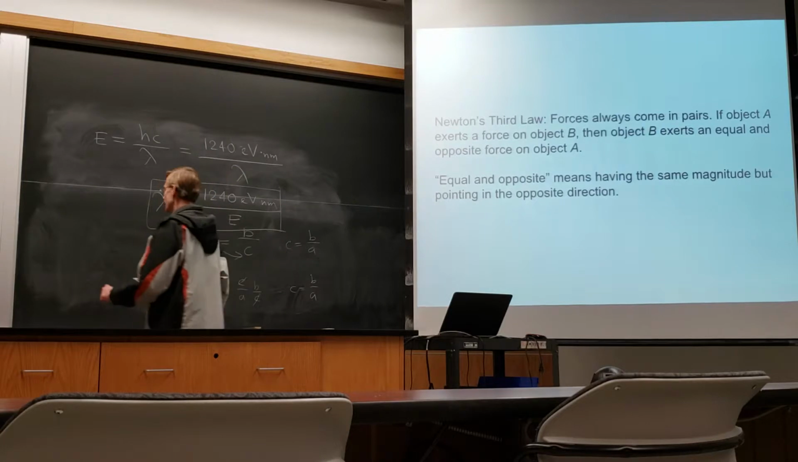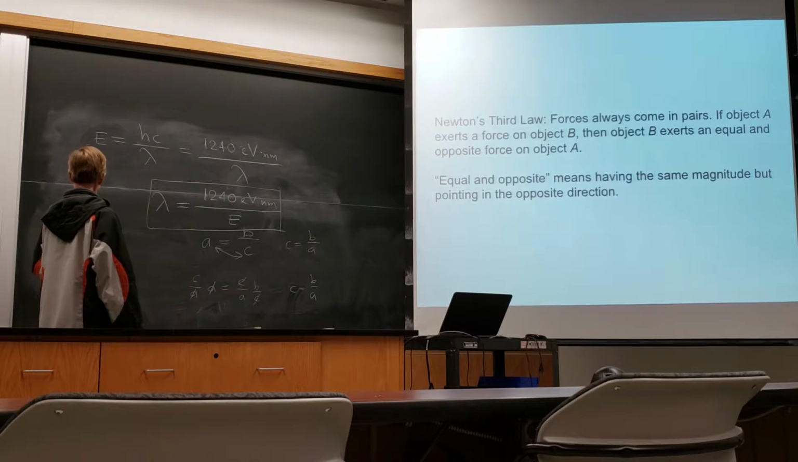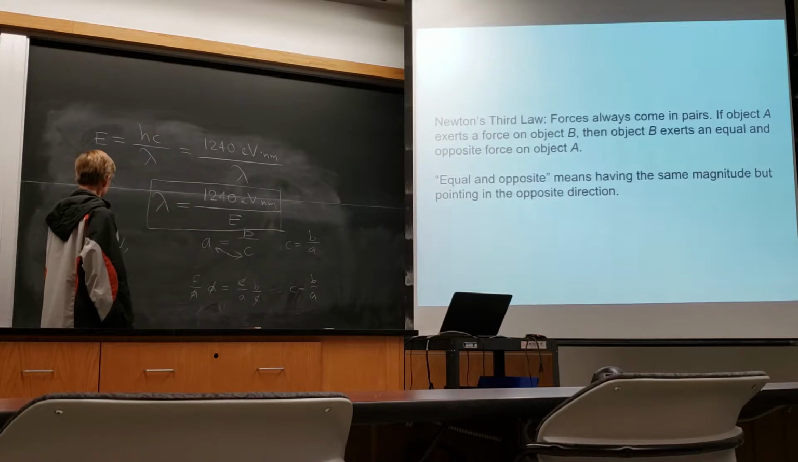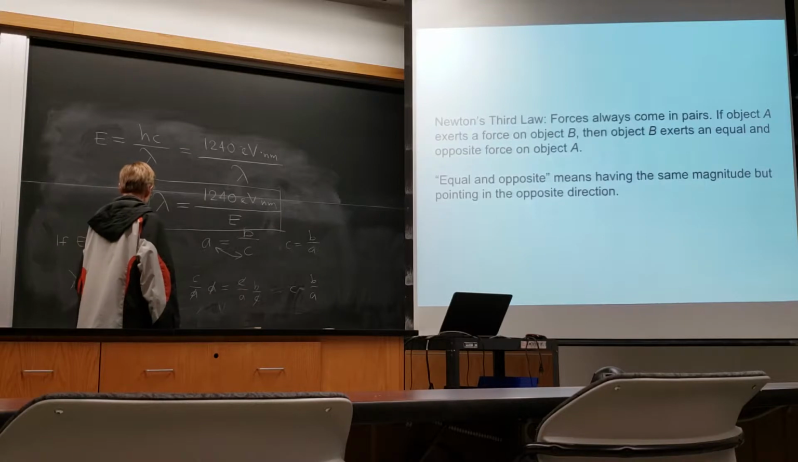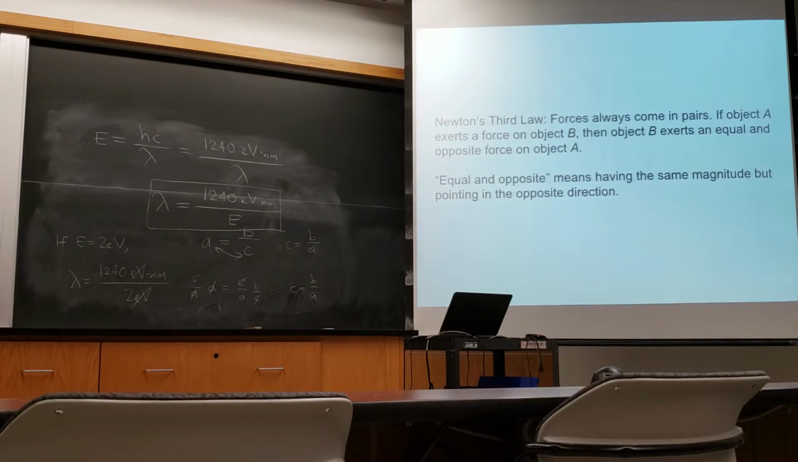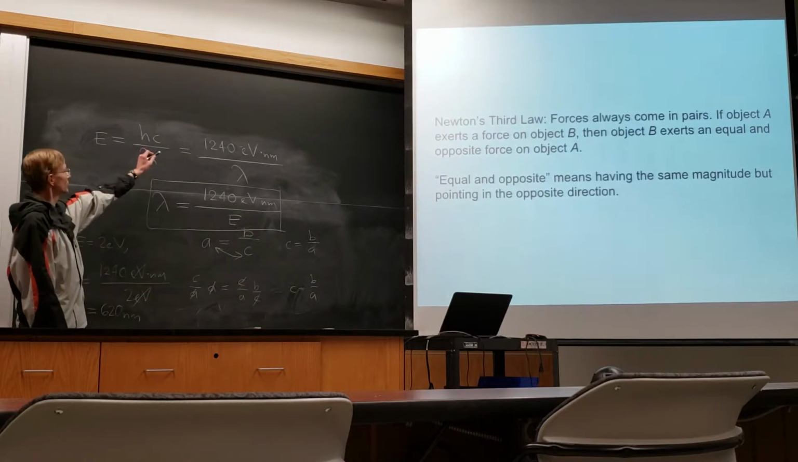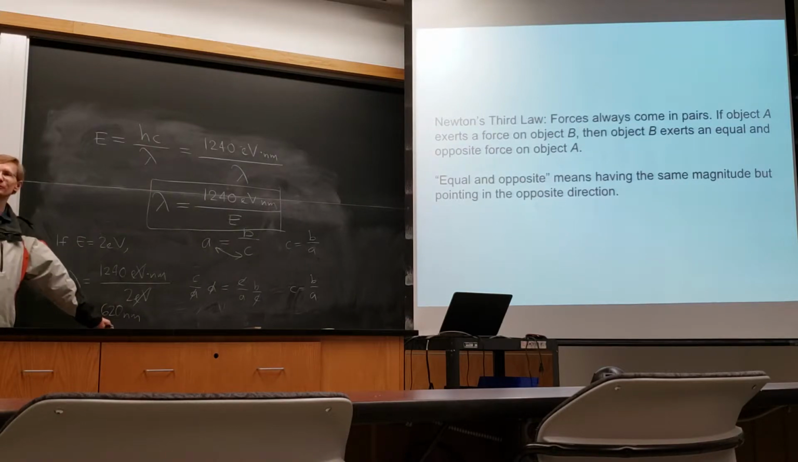So for example, if E was 2 electron volts, then lambda would be 1240 eV nanometers divided by 2 electron volts. This time the eV units cancel and we're left with nanometer units. What's 1240 divided by 2? 620 nanometers, which it better be, because before I showed that if it was 620 nanometers, it had 2 electron volts. So it better be true if it's got 2 electron volts, it's 620 nanometers.